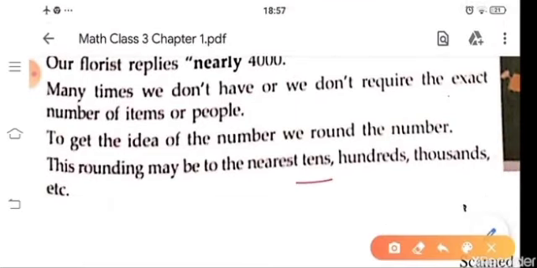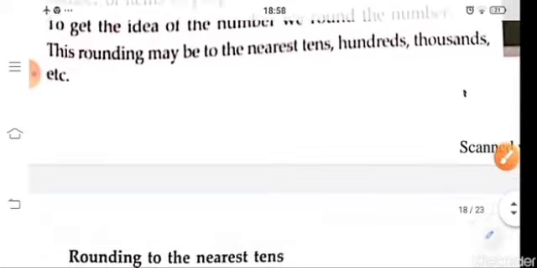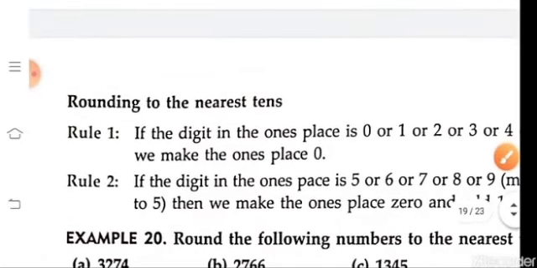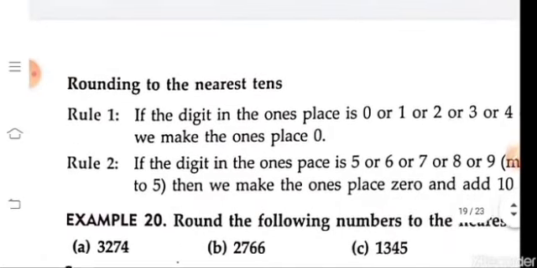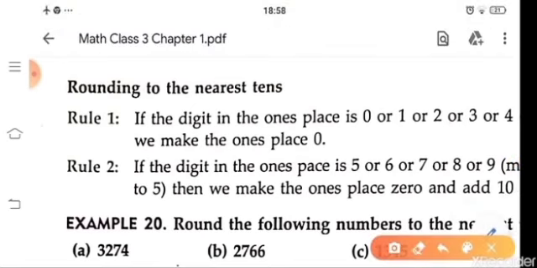So this rounding may be to the nearest tens, it may be 100, it may be thousands. We can round the numbers at the tens position, we can round the number at hundreds, and we can round the number at thousands also. So let's see rounding of numbers to the nearest tens.